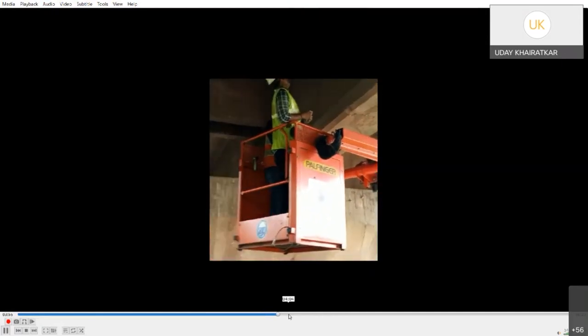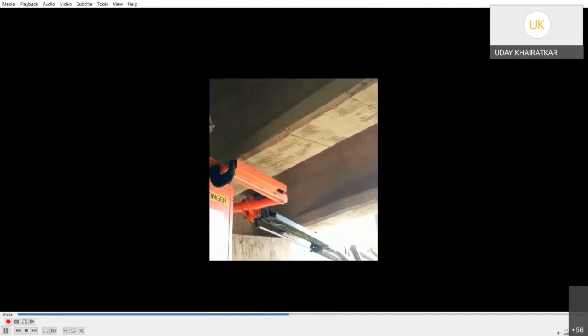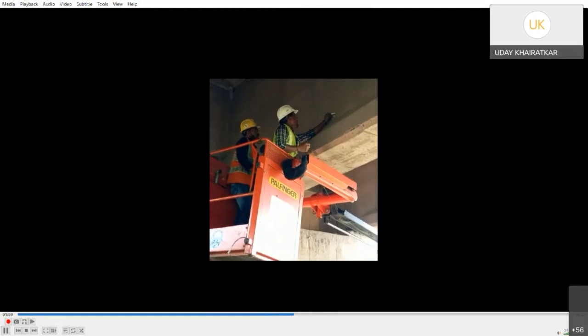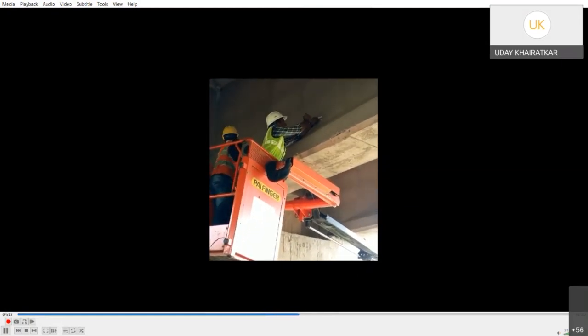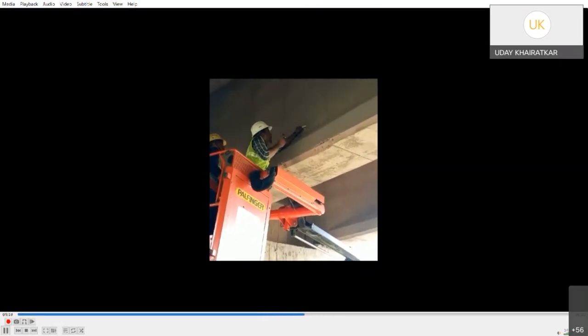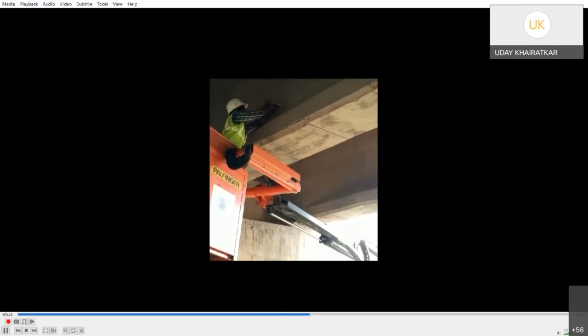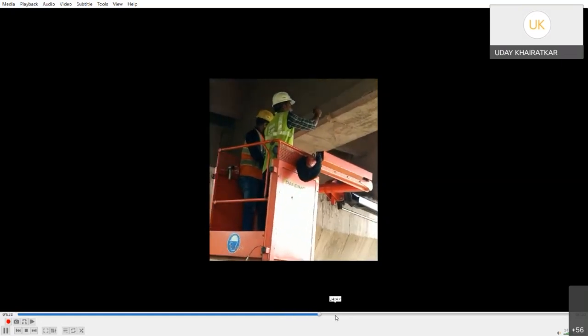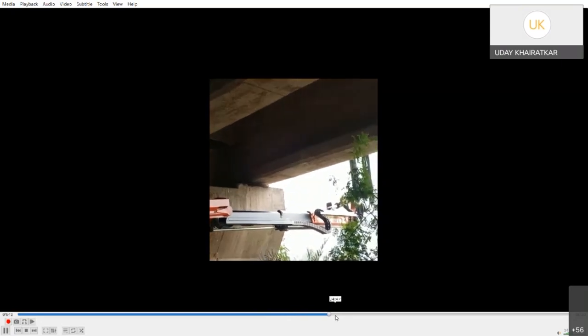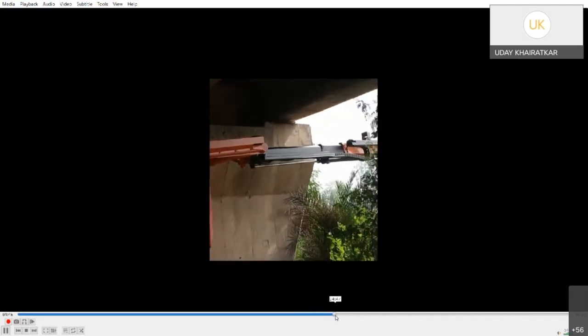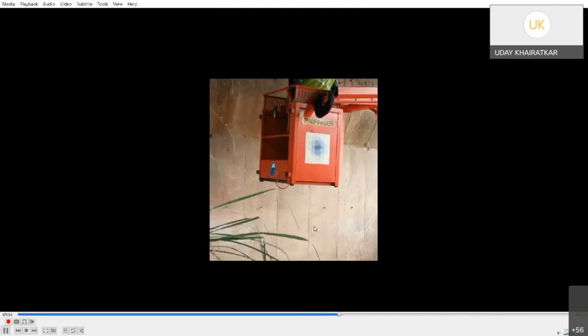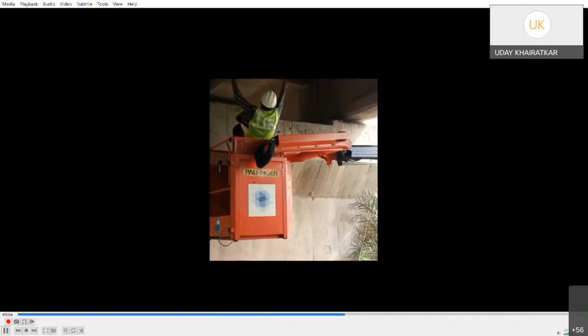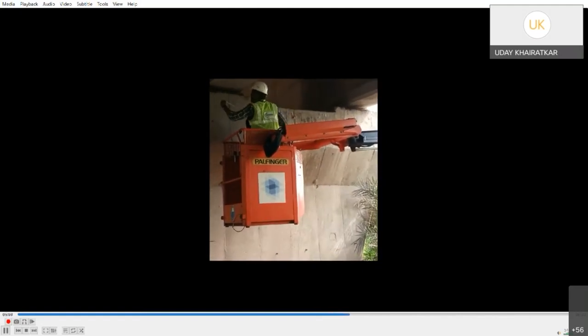For one span of the bridge it takes almost anywhere between 15 to 30 minutes. If any crack is observed, the width of the crack is immediately noted down and even photographed. Even the dimensions of the girders are measured, the flange, the bottom flange.